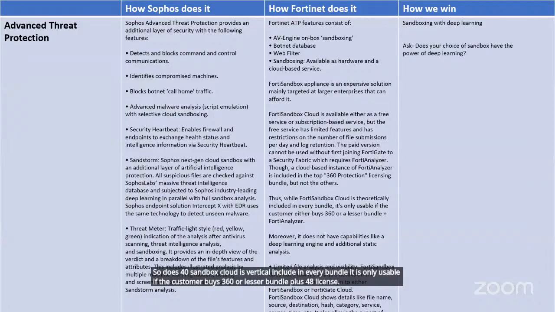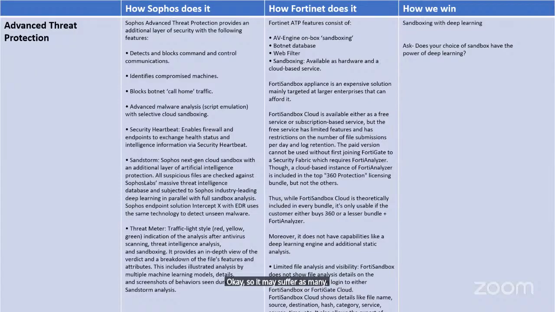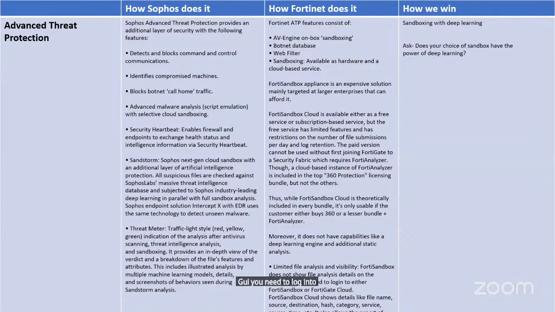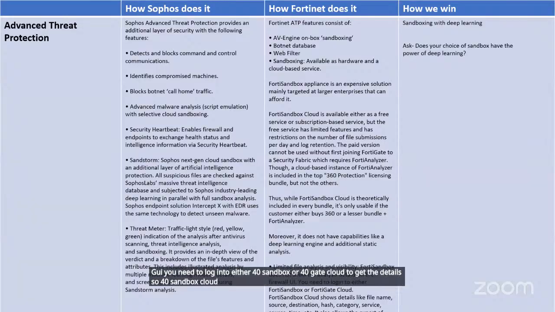Okay, so in Sophos there is nothing like this; everything will be available to you in a single license. However, it does not have capabilities like deep learning and additional static analysis, so it has limited file analysis visibility. FortiGate's FortiSandbox does not show file analysis details on the firewall GUI. You need to log into either FortiSandbox or FortiGate Cloud to get the details. FortiSandbox Cloud shows details like file name, source, destination, hash, and so on.